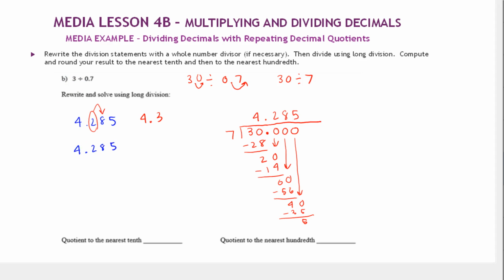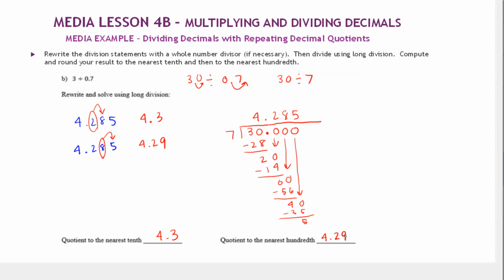Now to round to the nearest hundredth, we're going to look at the hundredths place. The digit to the right is 5 or greater, so we're going to add 1 to the 8, 4.29, and drop the last place. So to the nearest tenth, we have 4.3, and to the nearest hundredth, we have 4.29.